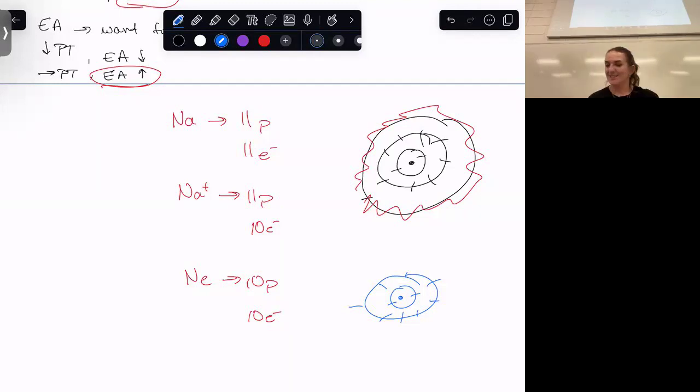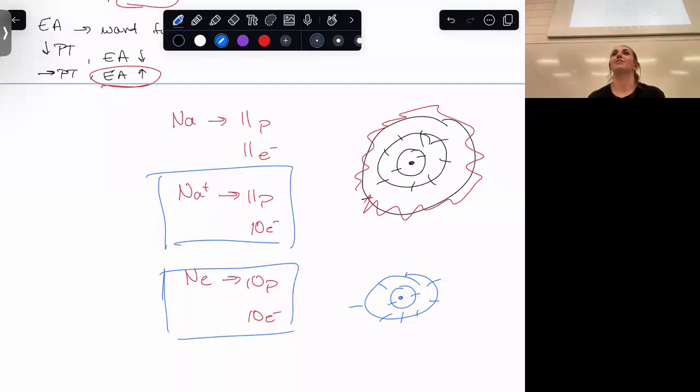So sodium plus has how many protons and how many electrons? Is that the same or different? They have different numbers. What about neon? Are they the same or different? They're the same, right? So let's think about it like camp counselors. We have 11 counselors looking after 10 kids. Are they going to stay close or are they going to stay far? Closer, right? Because we have more counselors in comparison to kids.